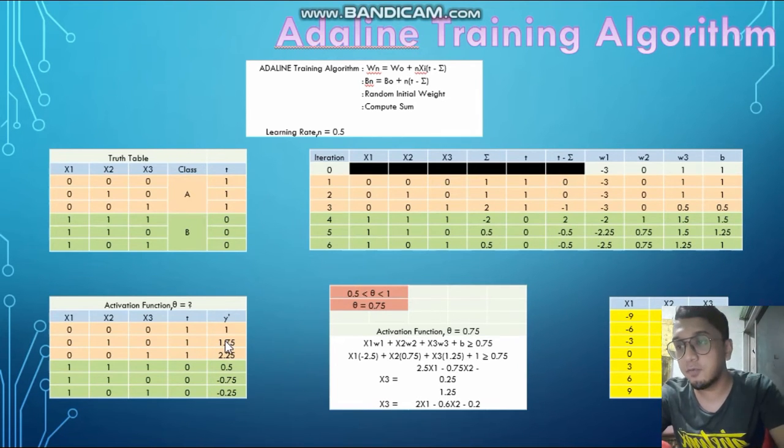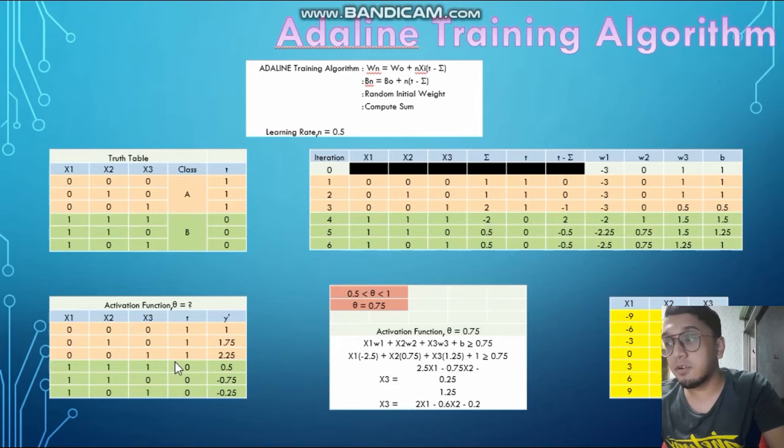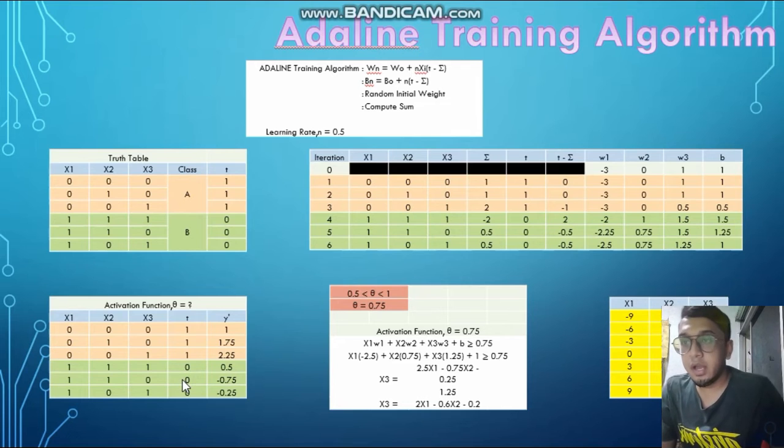To get the final value of negative 0.25, we use the same method to get the final value of y prime. This comes from the summation, and if the value is 1 it will be equal or higher for the activation function. If it is 0, it will be lower than the activation function value. Okay, after we calculate, we get the final value of the activation function, which is 0.75.